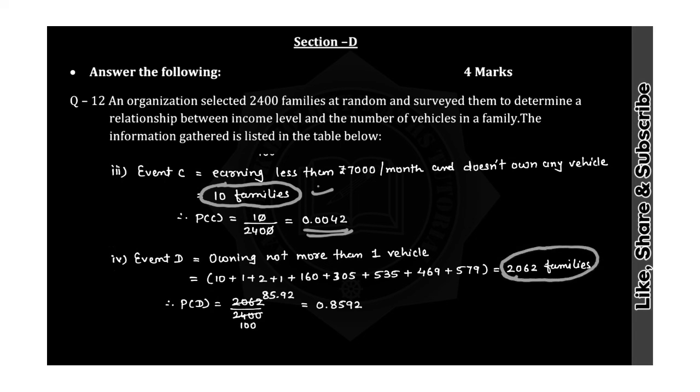And therefore the probability of that event will be 2062 upon 2400. Now by dividing numerator and denominator by 24, the numerator will be 85.92 and the denominator will be 100, and therefore the final answer will be 0.8592. So these are the solutions of your unit test.